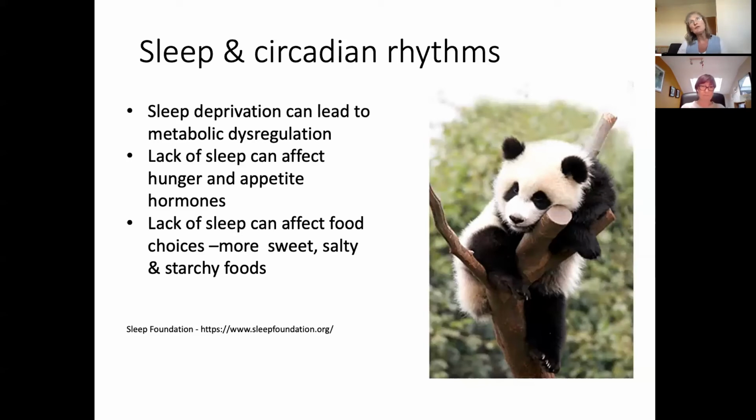And also, if you don't have enough sleep, you tend to be more likely to want to eat foods like sweet foods, salty foods, starchy foods. It just drives you more towards that end of the food spectrum, I think. That's what the research suggests anyway. So sleep is an issue.